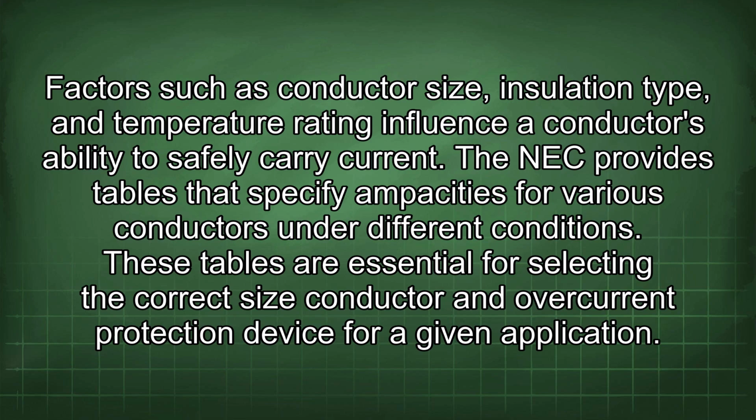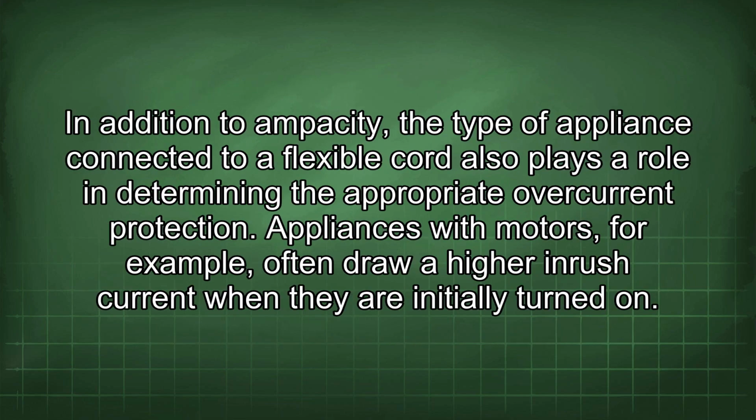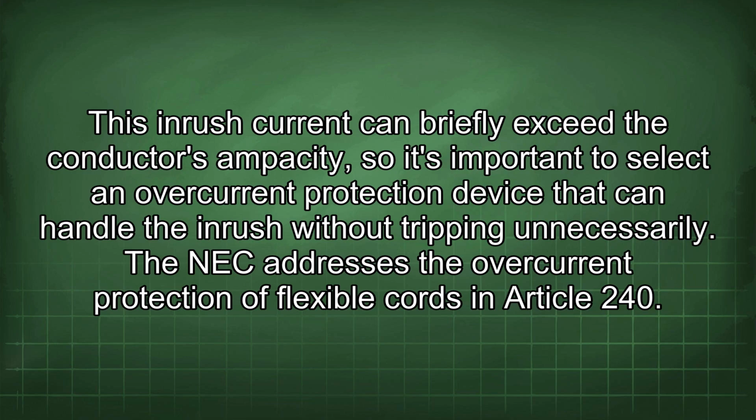The NEC provides tables that specify ampacities for various conductors under different conditions. These tables are essential for selecting the correct size conductor and overcurrent protection device for a given application. In addition to ampacity, the type of appliance connected to a flexible cord also plays a role in determining the appropriate overcurrent protection. Appliances with motors, for example, often draw a higher inrush current when they are initially turned on. This inrush current can briefly exceed the conductor's ampacity, so it's important to select an overcurrent protection device that can handle the inrush without tripping unnecessarily.